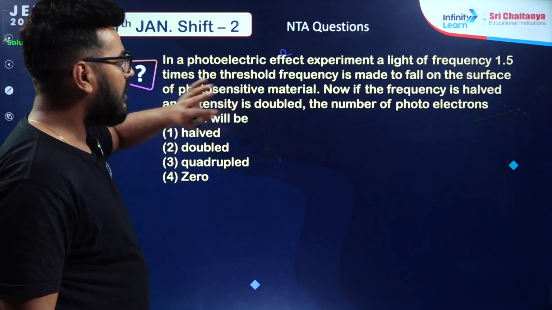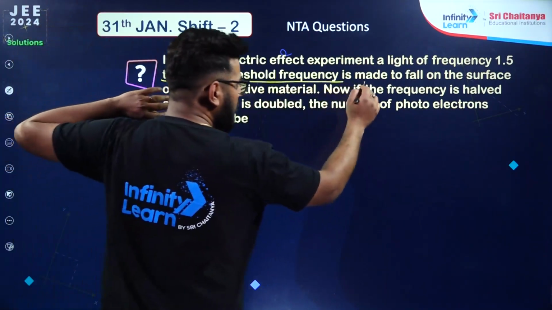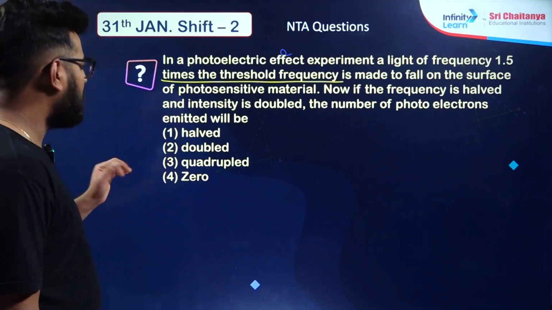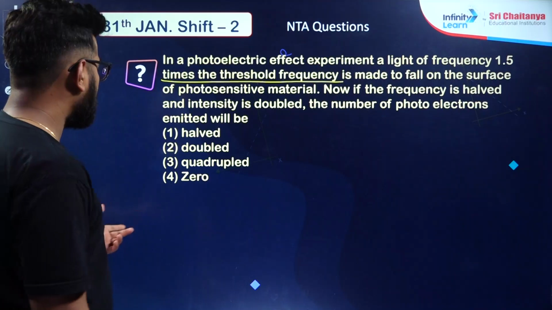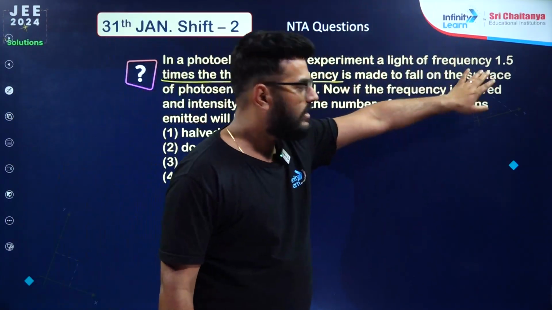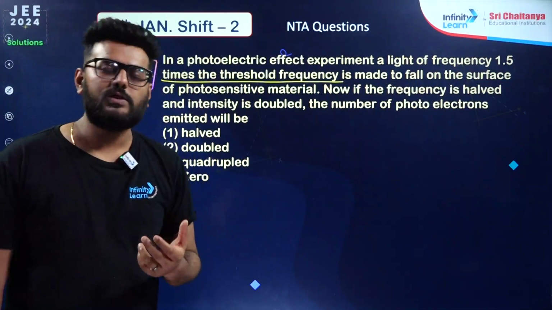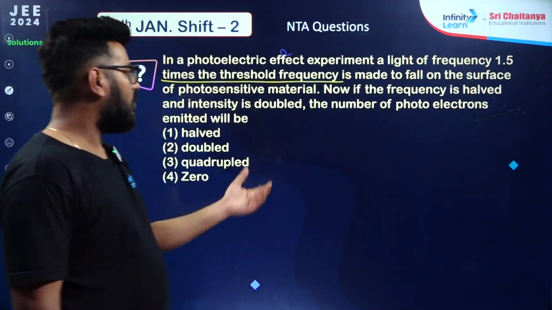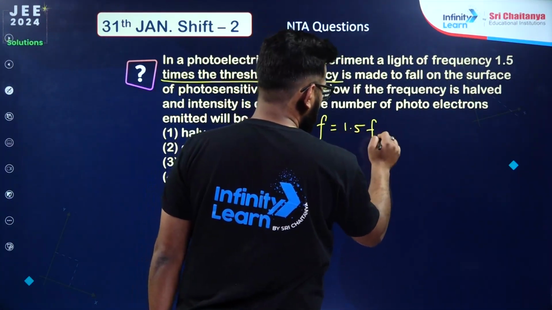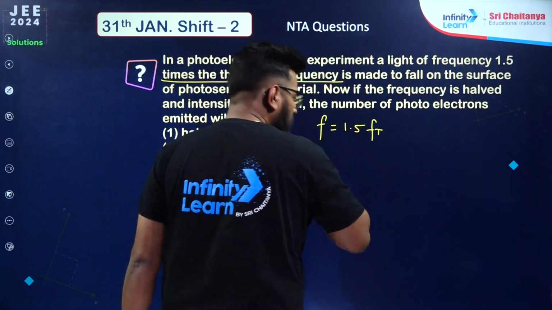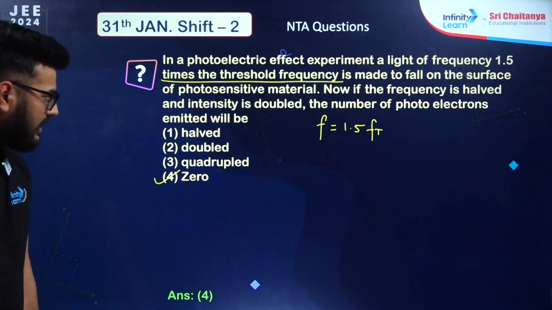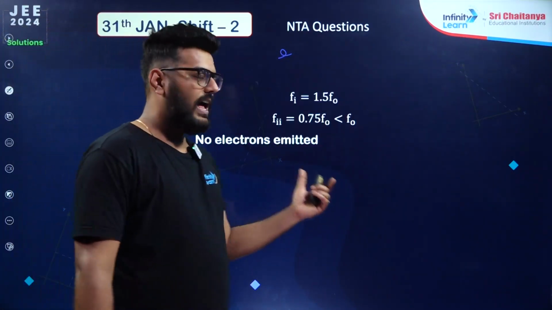In a photoelectric effect experiment, light of frequency 1.5 times the threshold frequency is made to fall on the surface of a photosensitive material. Now, if the frequency is halved and the intensity is doubled, the number of photoelectrons emitted will be. It's a very simple one. If the frequency is not greater than the threshold frequency, obviously the electrons will not come out. And this is what they are saying. So right now it is 1.5 times the threshold frequency. If you are halving it, that will become 0.75, which will not be more than the threshold frequency. So no photoelectrons will come out. Option number 4 is the correct answer. Simple, you need to observe it and you will get the answer.